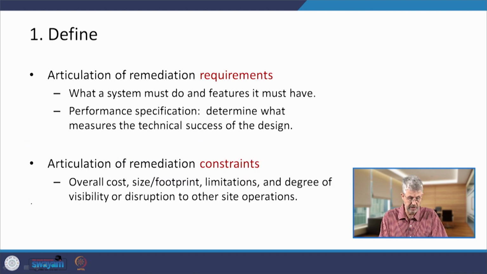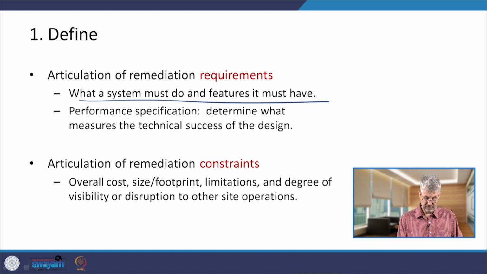Let's start with definition. The first step is to articulate the remediation requirements. By that I mean, what must a system achieve and which features must it have to meet the objectives? That also includes performance specifications. What must be measured to measure success or failure of a design? Success and failure are very close to each other. We need to know when we can claim success, but we also need to know when to admit failure. And this is part of the performance specification process that defines our project.